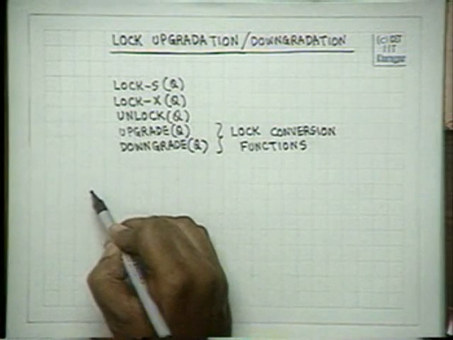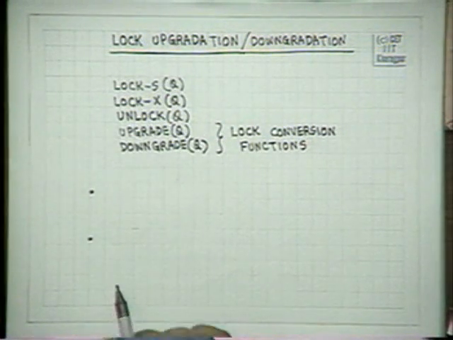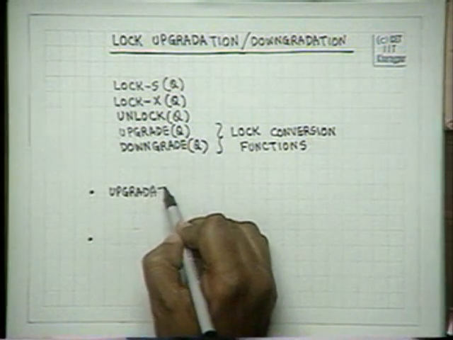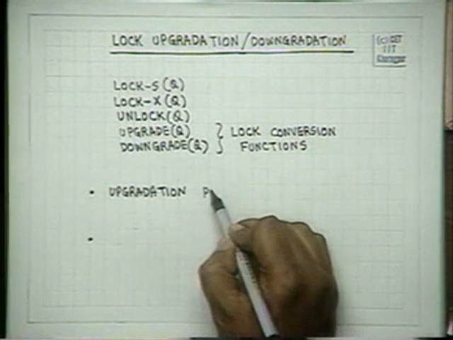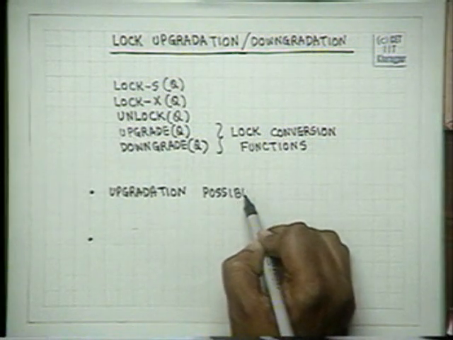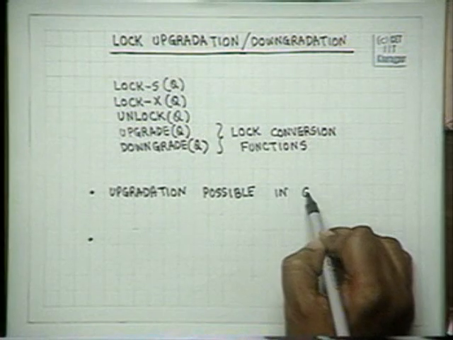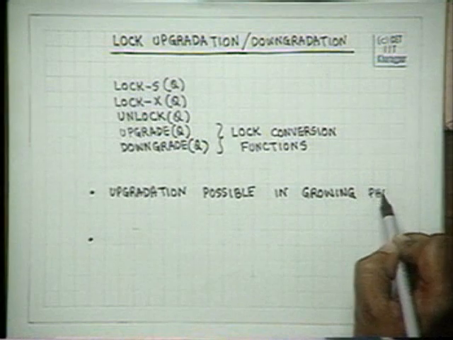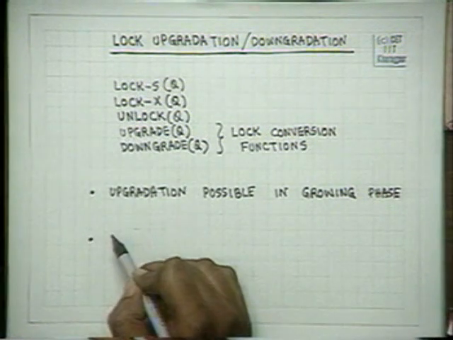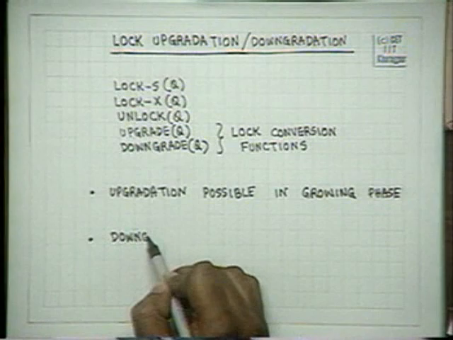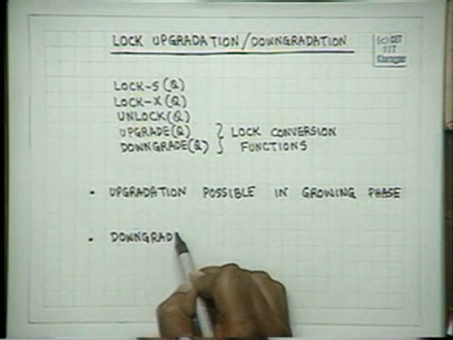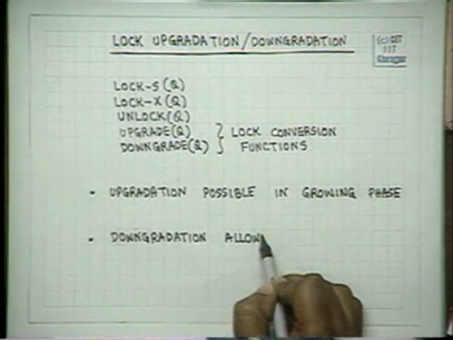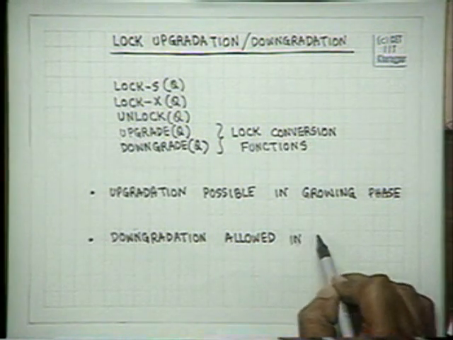So we have got two additional guidelines in the two-phase protocol: upgradation possible in growing phase only, and downgradation allowed in shrinking phase only.